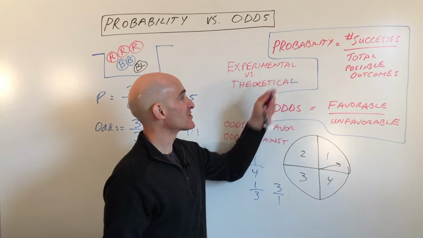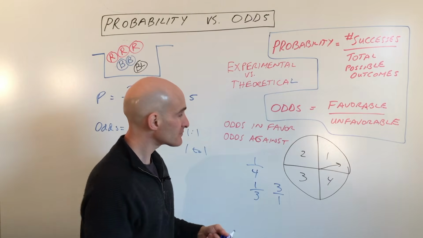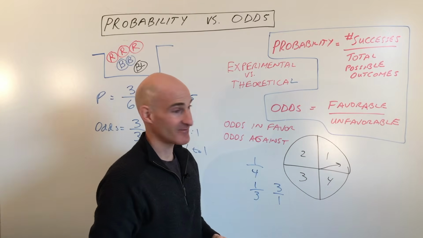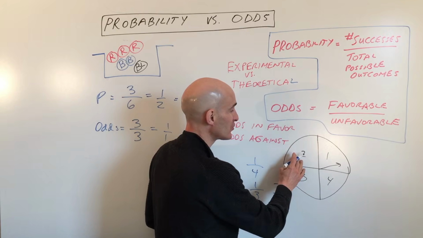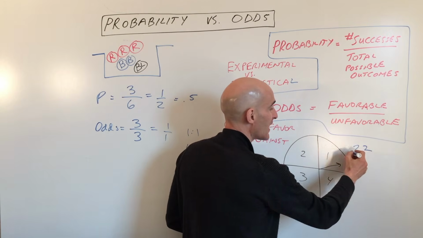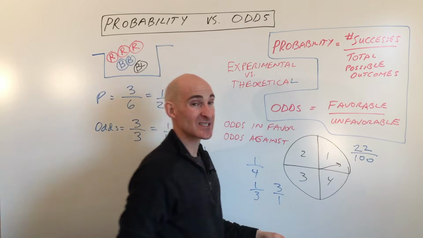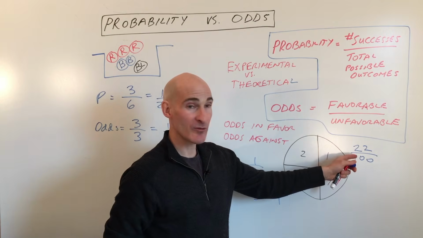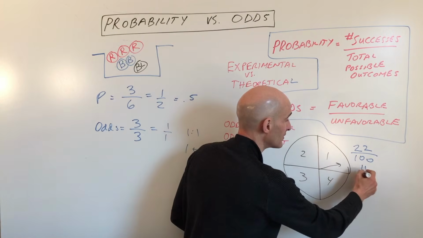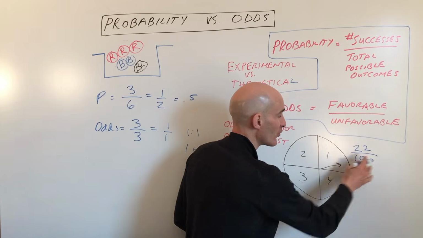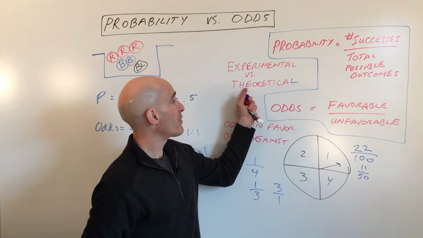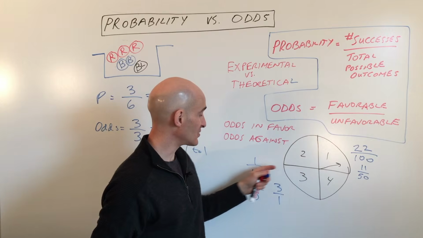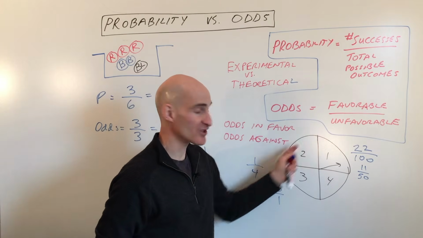Now, experimental versus theoretical probability, what's the difference? Well, say for example, we run an experiment, right? We spin this spinner 100 times. And out of those 100 times, let's say the number 2 comes up 22 times. Okay, so the experimental probability would be 22 out of 100 trials. That's the probability, and you could reduce it down to 11/50, right? You could divide them both by 2. But what's the theoretical? In theory, what's the probability that we land on 2? Well, 1 chance of landing on 2 out of 4 possible things that could occur, right?